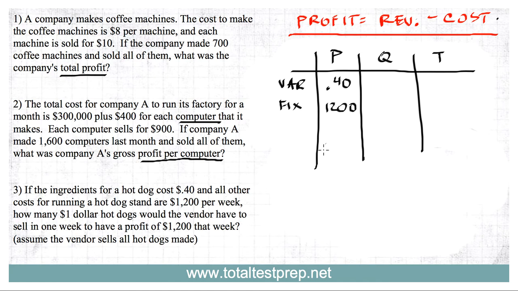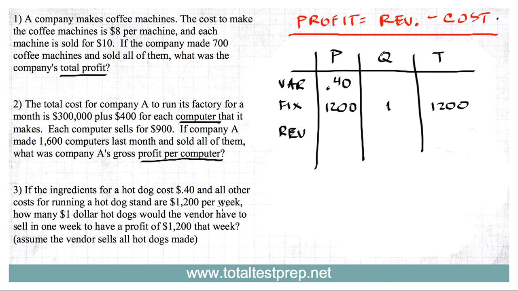Again, fixed costs, you can think of it as the rent that you pay for where you park your hot dog cart, or the license that you need to pay per week, or something like that. How many $1 hot dogs? Well, the $1 hot dog tells us the price that we sell each hot dog at. By the way, the fixed costs, you pay that once. That means the total fixed costs are $1,200.